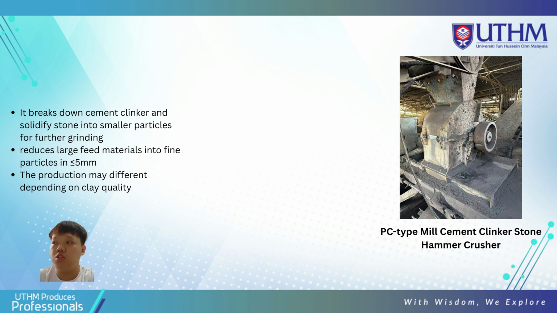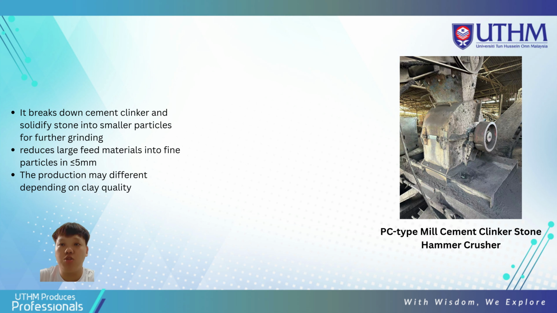The next machine is called the PC type cement clinker stone hammer crusher. It breaks down cement clinker and solidified stone into small particles for further grinding. It reduces raw material into particles smaller than 5 mm. The production may differ depending on the clay quality.